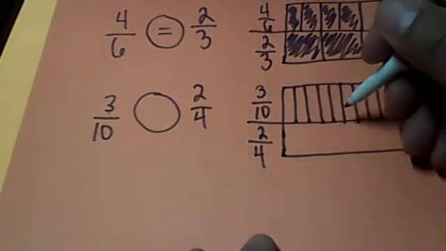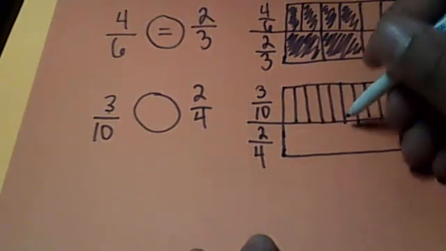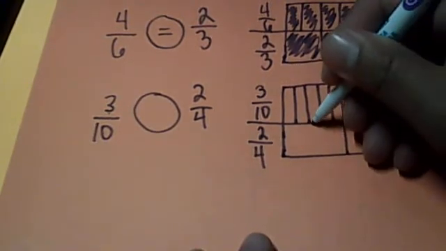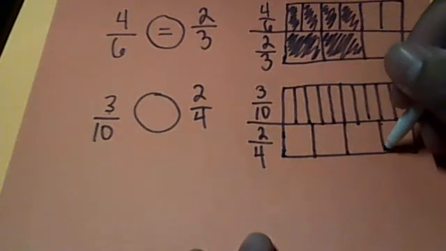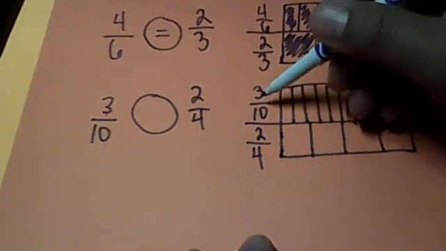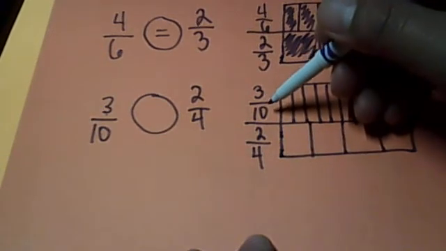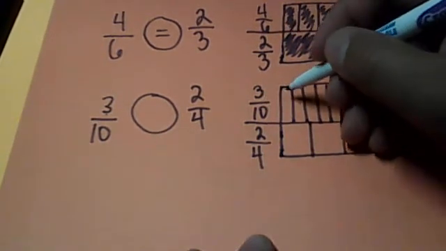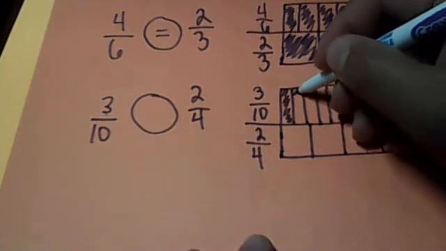And then this next one, we're going to split into 4ths. So I'm going to split it in half. That half is going to get split in half, and now I have 4 equal parts. Okay. So now I take the numerator from the top fraction, which is 3 out of 10. So I'm going to shade 3 out of 10.